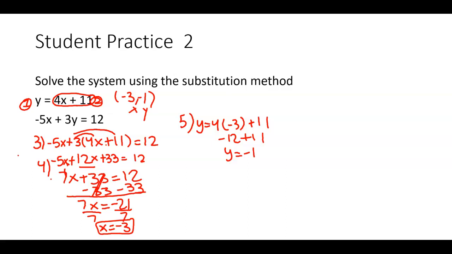So that's the end of step 4. Now to do step 5, I'll let you look up there. She's got it labeled. But basically what she did was she took negative 3 and plugged it in for x, and she solved it.